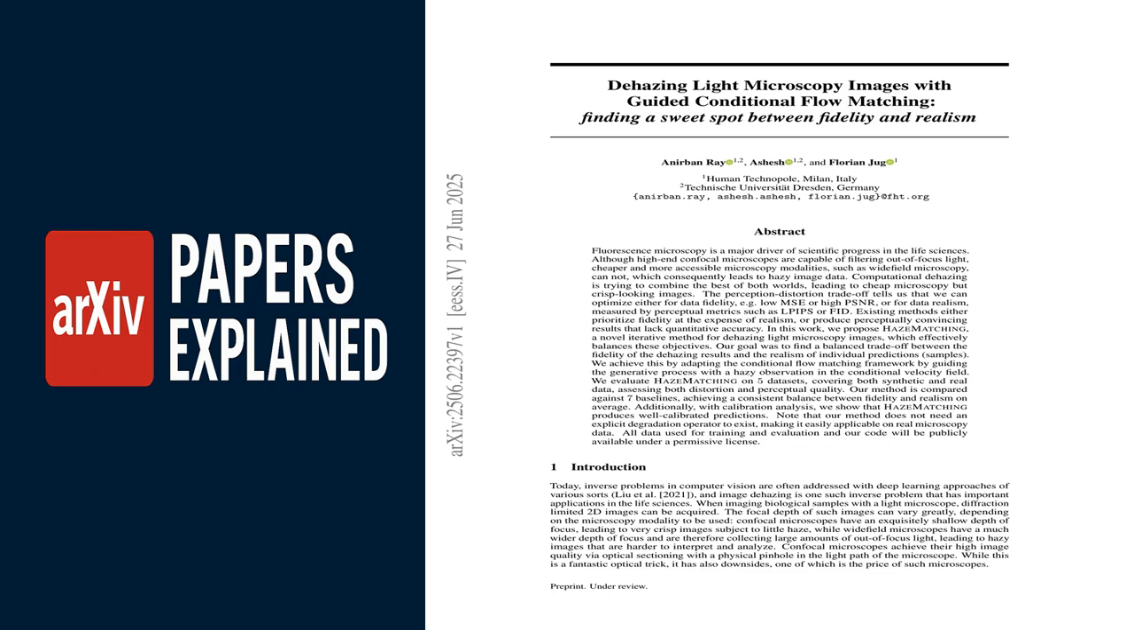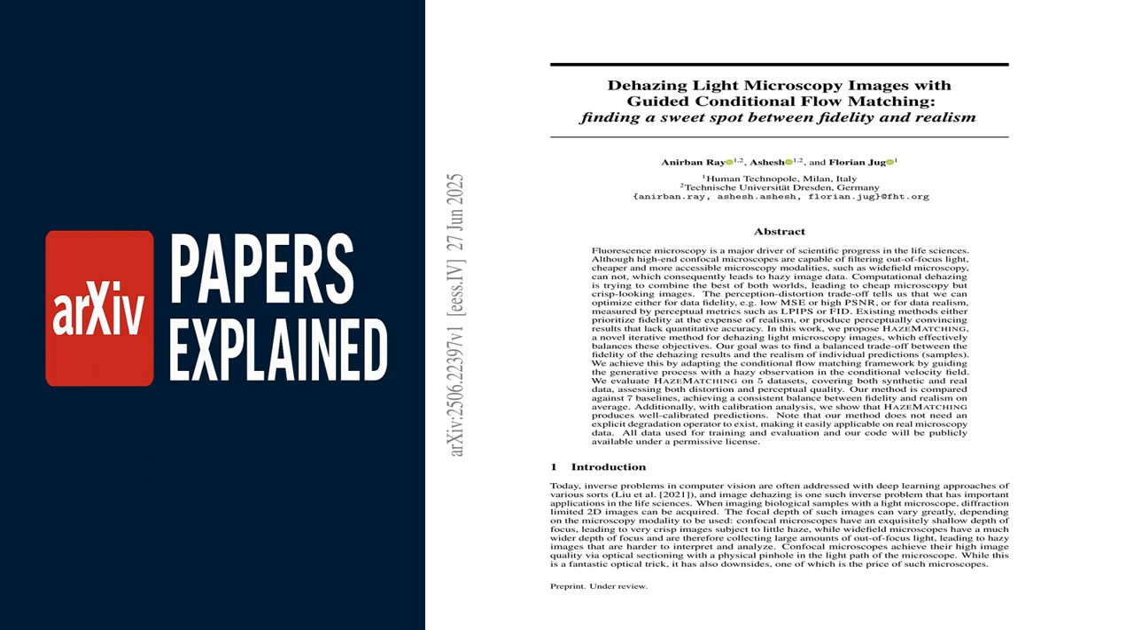The team tested haze matching against 7 other methods on 5 different datasets, including both synthetically generated haze and real-world messy microscope data. The results were consistently impressive. While other methods excelled at one metric at the expense of the other, for example, getting a high peak signal-to-noise ratio, a fidelity score, but a poor learned perceptual image patch similarity, a realism score, haze matching achieved a strong, balanced performance across the board.